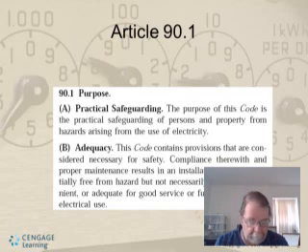Adequacy. The code contains provisions that are considered necessary for safety. Compliance with, and proper maintenance results in an installation that is essentially free from hazard, but not necessarily efficient, convenient, or adequate for good service or future expansion of electrical use. And then we'll get into the intention on the next slide.